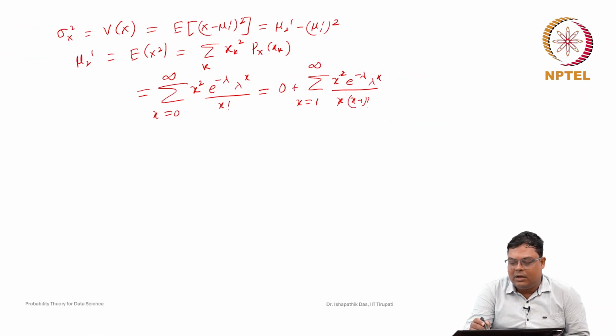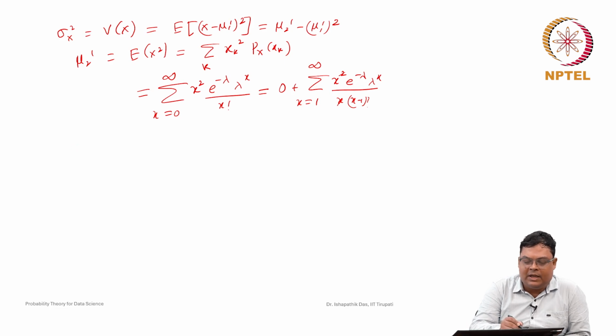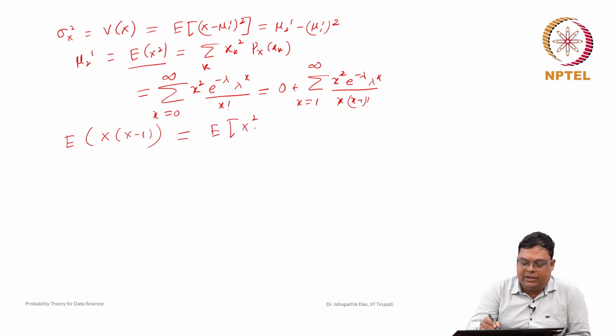So, we can cancel x minus 1. Instead of finding the expected value of x square directly, we will first find the expected value of x into x minus 1. Then what will be the benefit? The expected value of x into x minus 1 is nothing but the expected value of x square minus x, which is the expected value of x square minus the expected value of x.